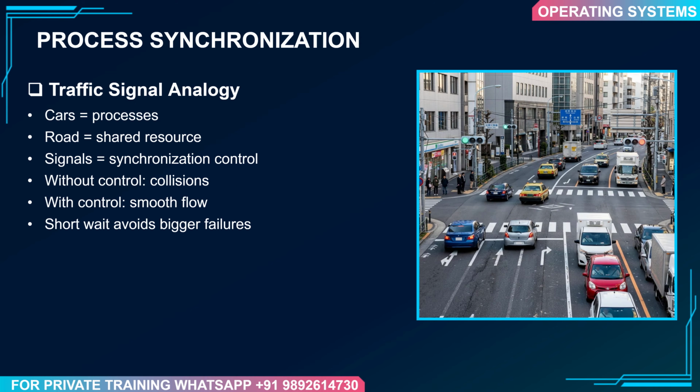You can think of synchronization like traffic signals at a busy intersection. Cars are processes, the road is a shared resource, and signals decide who moves and who waits. Without signals, everyone may rush forward and collide. With proper control, traffic flows smoothly. In the same way, synchronization does not exist to slow the system down. It exists to avoid collisions, confusion, and waste. Sometimes a short wait now prevents a much bigger failure later.